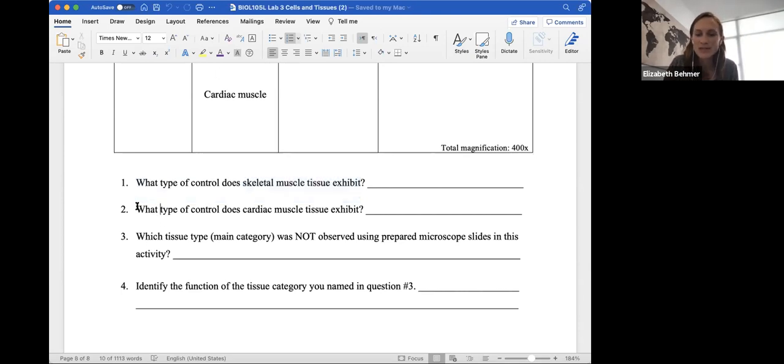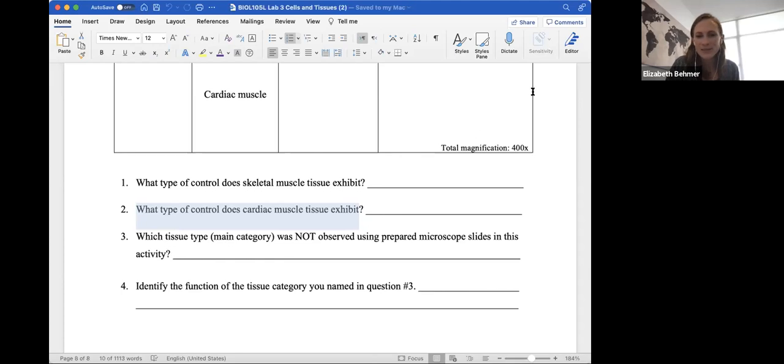Number two, then: what type of control does cardiac muscle tissue exhibit? So in the chat, what do you guys think? Your cardiac muscle tissue is in the walls of your heart. Is that something you control, voluntary, or do your cardiac muscle cells contract without you knowing it? You're right. So number two would be involuntary, meaning they will contract automatically on their own. Good.